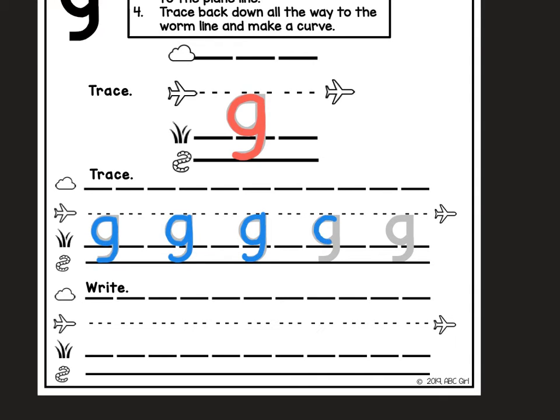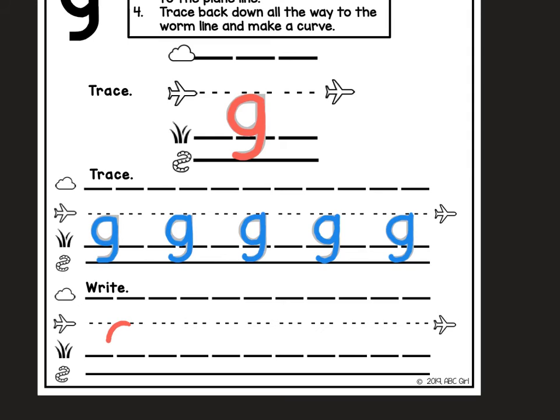Okay, curve around, back to the plain line, down to the worm line. Curve around, back to the plain line, down to the worm line. Curve around, back to the plain line, down past the grass line, and to the worm line, make a little curve.